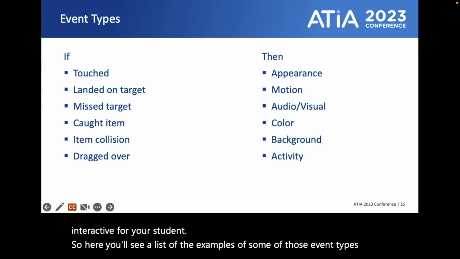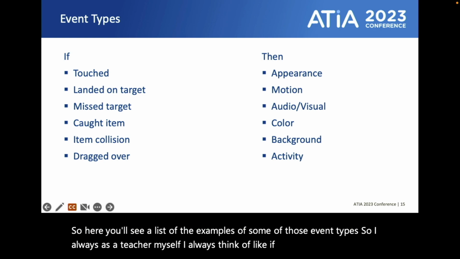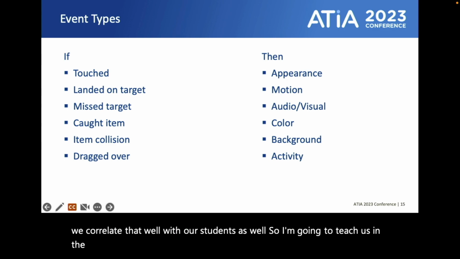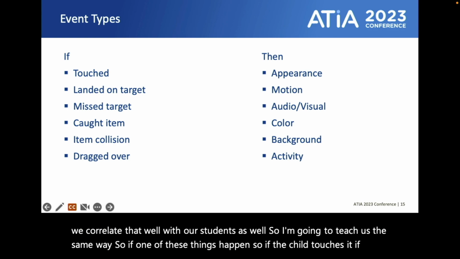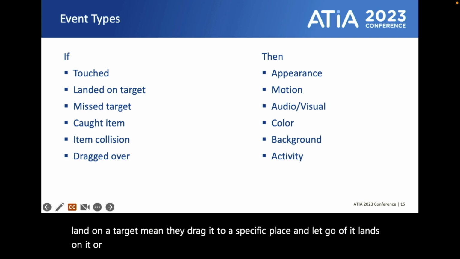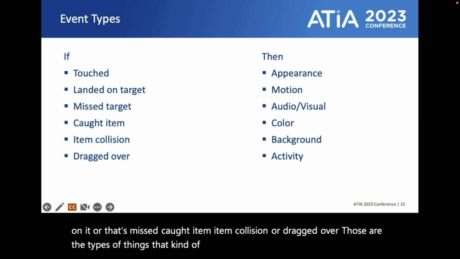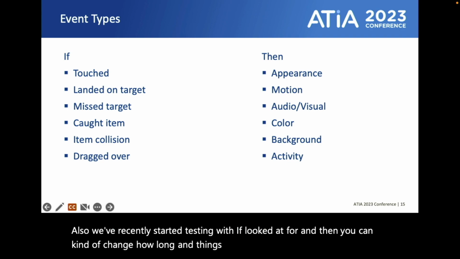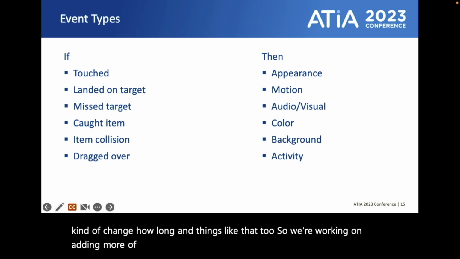As a teacher myself, I always think of if-then statements. I feel like we correlate that well with our students as well, so I'm going to teach it in the same way. If one of these things happens, if the child touches it, if they land on a target, meaning they drag it to a specific place and let go of it, or that's missed, a caught item, collision, or dragged over. Those are the types of things that trigger. Also, we've recently started testing with if looked at for, and then you can change how long and things like that too. We're working on adding more of these triggering events, but these are the main ones we've used so far in our activities.